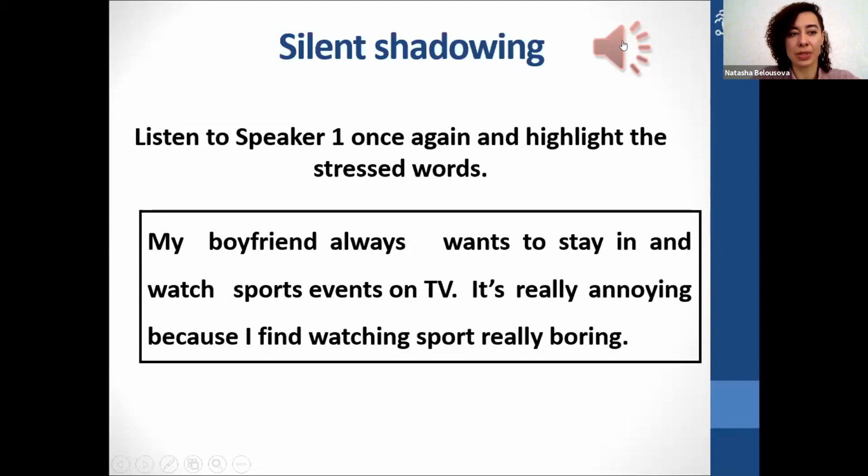Yeah, so you see someone says always. Stay in, TV, really boring, boyfriend. Okay, so all in all, I think if we collect all these words in the order of their appearance in the text, this is something that is stressed. When you say stay in, again, notice whether both words stay and in are stressed or just in.